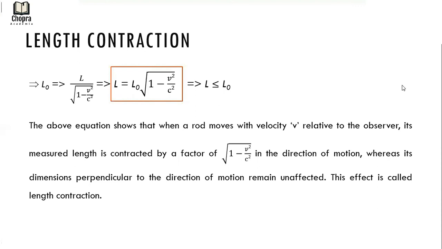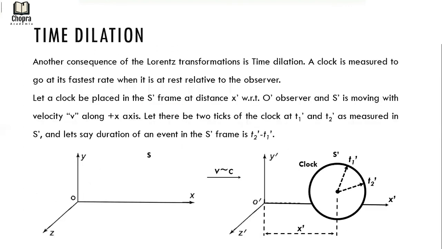So next we go to the time dilation. It is another consequence of the Lorentz transformation equation, which says that a clock is measured to go at its fastest rate when it is at rest relative to the observer. So basically in the diagram you can see, now let us place a clock in S dash frame at a fixed distance x dash. So everything is visible in the diagram. You can see it here.